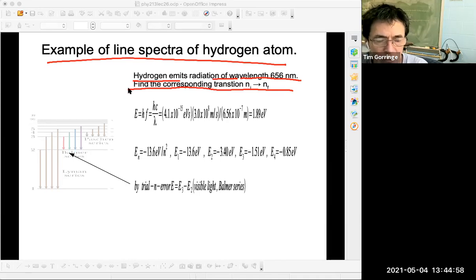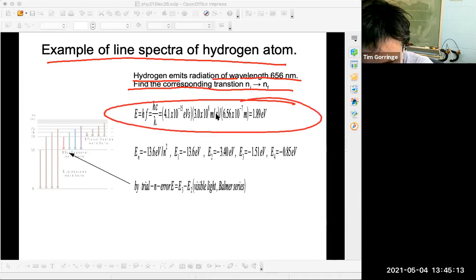Faced with that question, being told that there's this wavelength of light, what is the transition that corresponds to? My first step was to say that wavelength of light corresponds to a certain energy of photons, a certain energy difference between energy levels. So I calculated the energy of the photon. The energy of the photon is Planck's constant times the frequency of the photon, and the frequency is related to the wavelength of the photon. I know all those numbers, Planck's constant, the speed of light, and the wavelength. I can find the energy corresponding to 656 nanometers. It's about 1.9 electron volts.